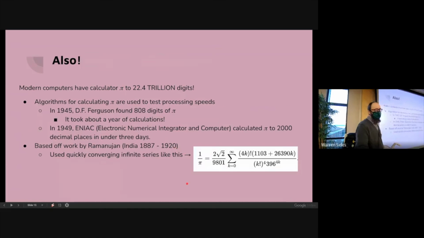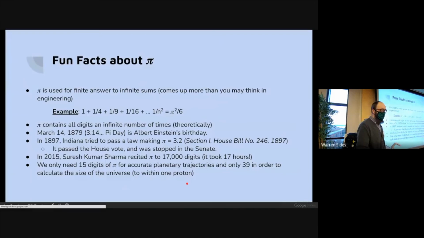Right, so that's his formula for 1 over pi. Ew. Some fun facts. Let's end with some fun facts. Pi is used for finite answers to infinite sums. If we're finding pi through infinite sums, then maybe it works backwards.